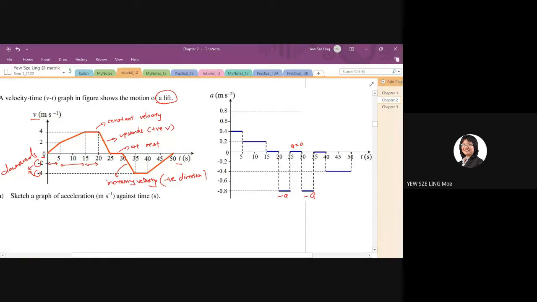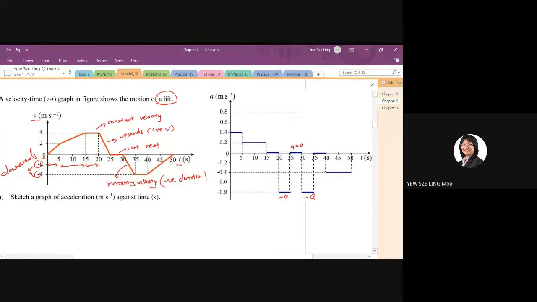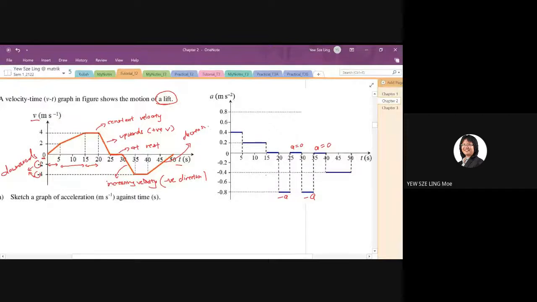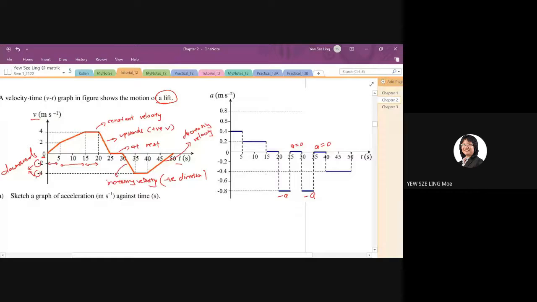And then from 35 until 40, again, is a horizontal line. Therefore, again, your A is equal to 0 because your object is moving with constant velocity. It's not at rest. It is constant velocity because you have a non-zero velocity. And then at last, the last part, your object is decelerating, decreasing velocity. And because it is still moving downwards, it's a negative direction.